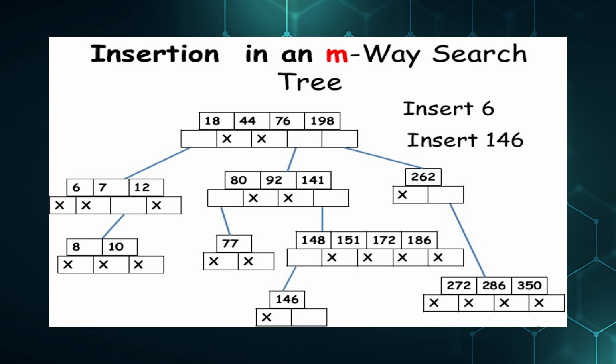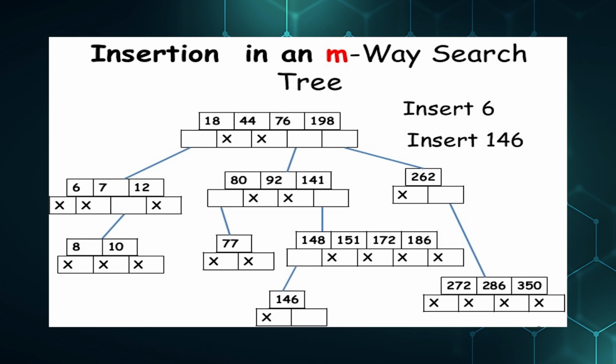That's why the pointer will be shifted to the current next neighbor, that is 92. Again we compare, the new item is greater than 92. Again the pointer will be shifted to the right neighbor, that is 141. Again we compare, 146 is greater than 141. So here I will go for the connection of 146 as a neighbor of 141.